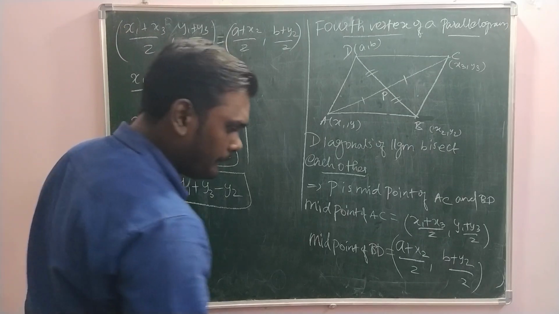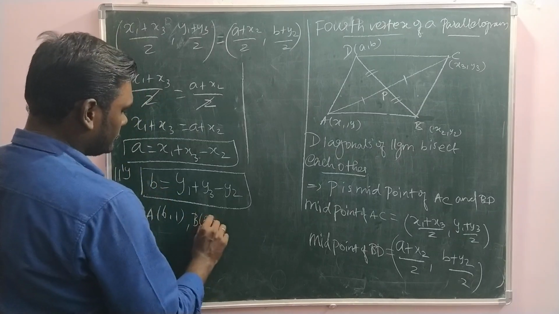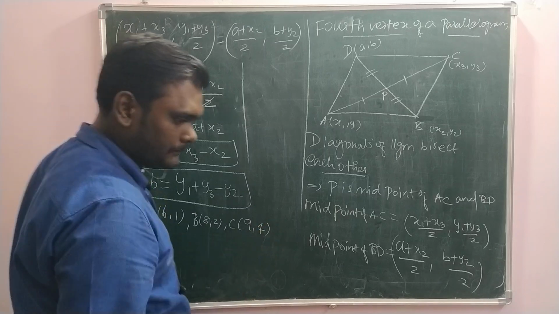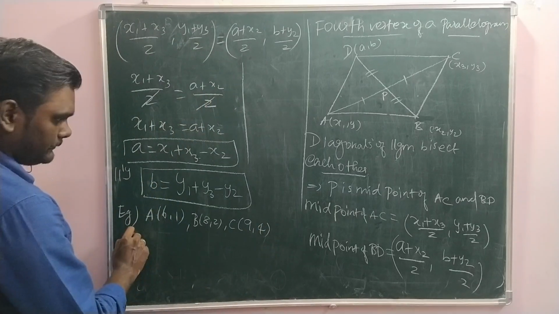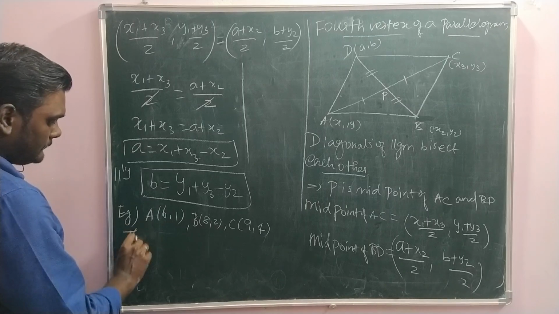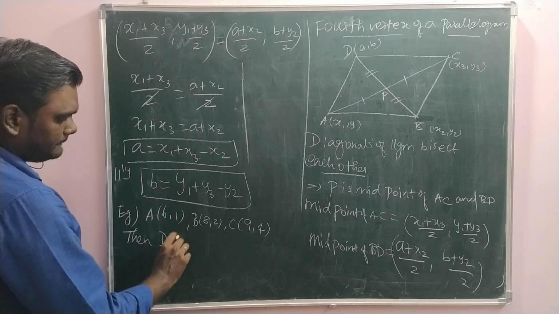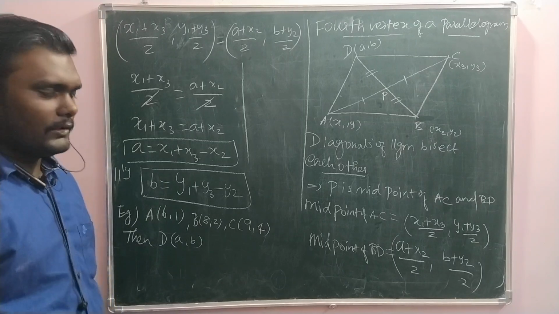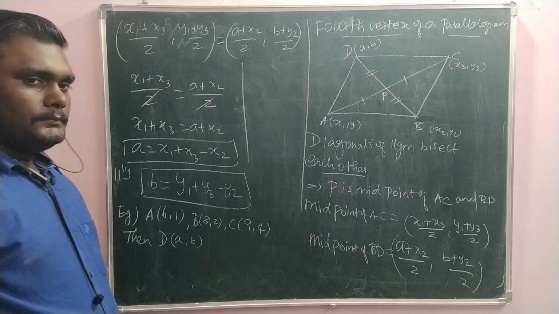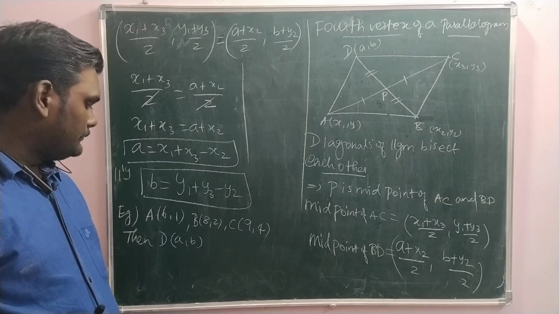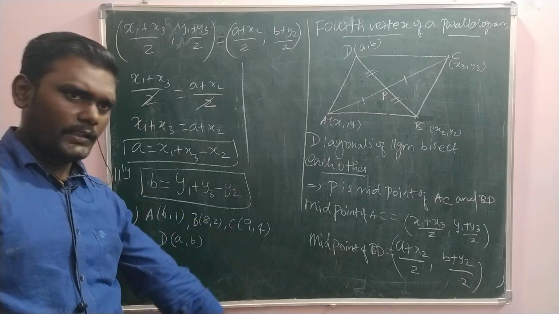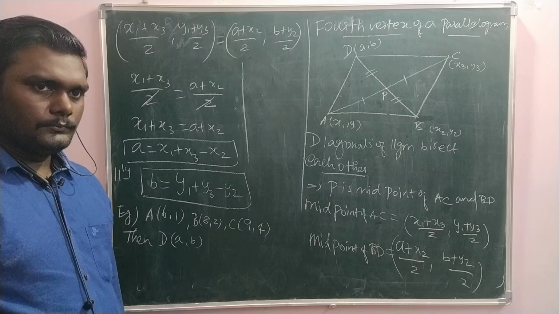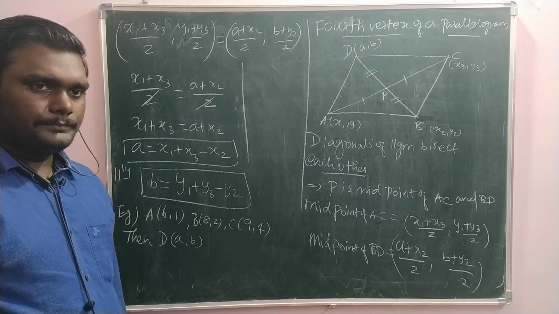A is (6, 1), B is (8, 2), C is (9, 4). Then find D, which is (a, b), or else (x, b), whatever you can take. Have you done writing this here? Shall I erase? Shall we?